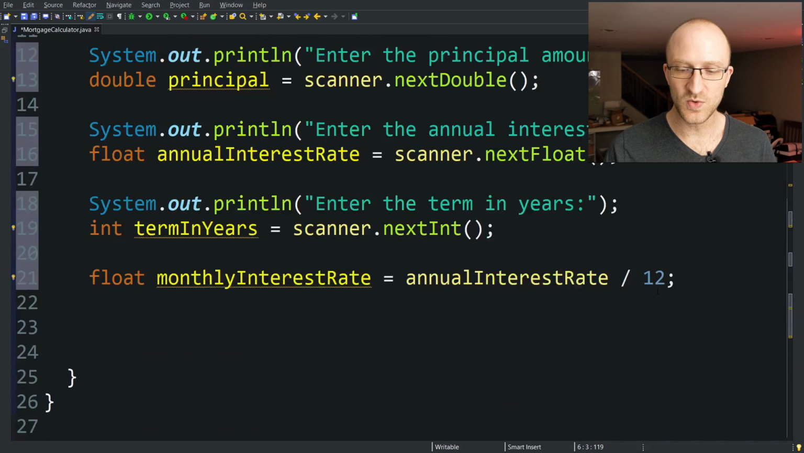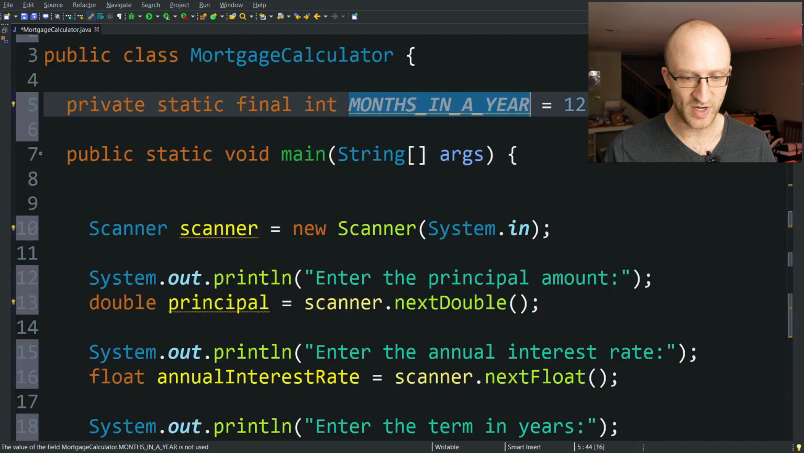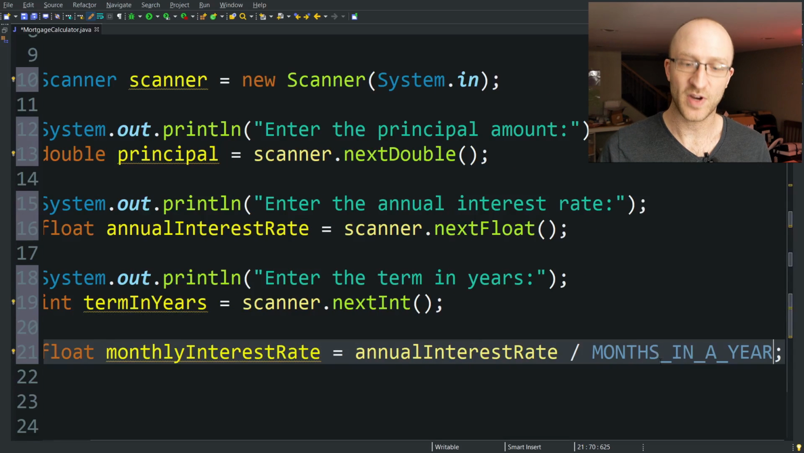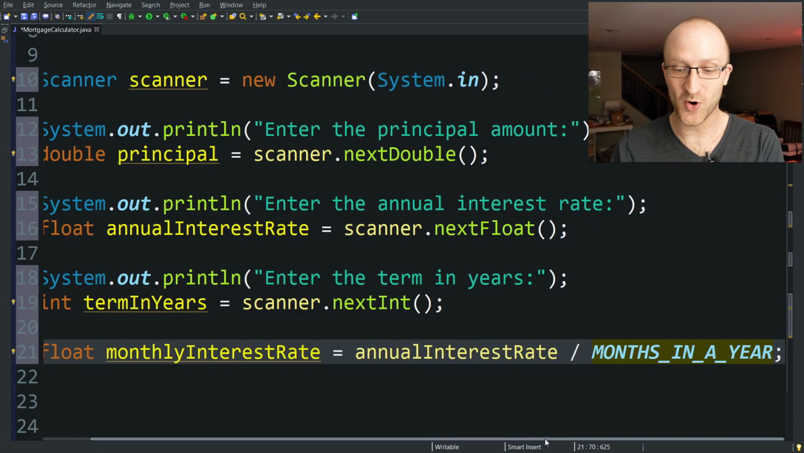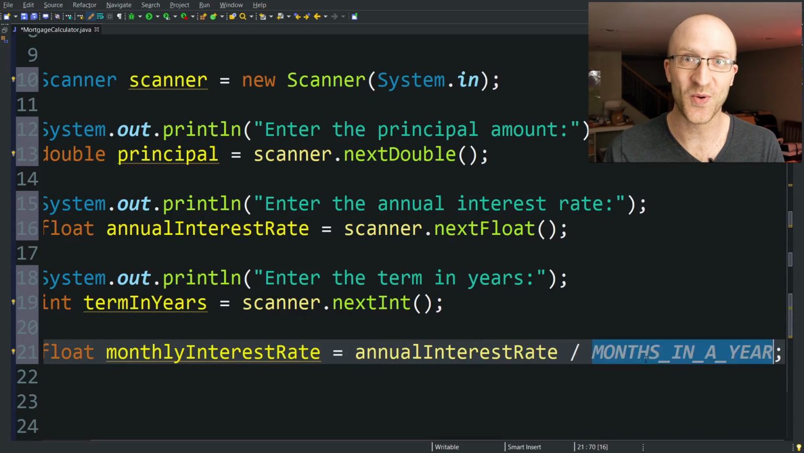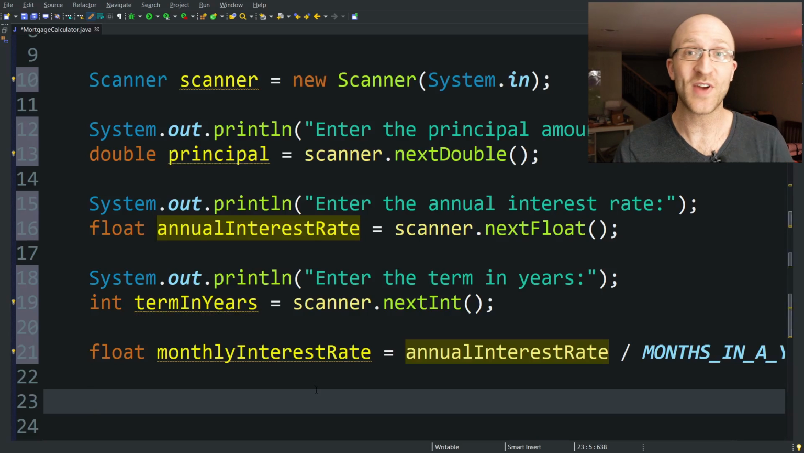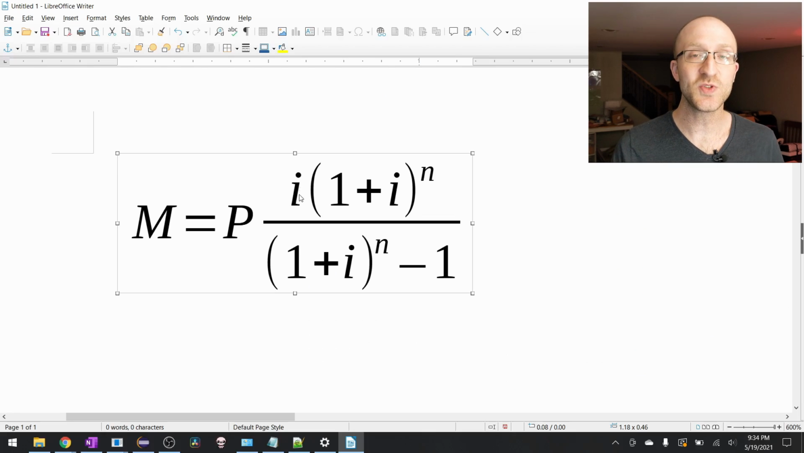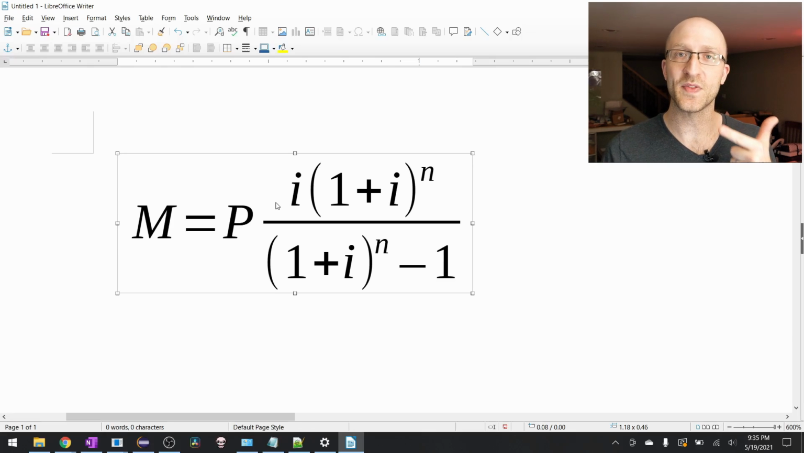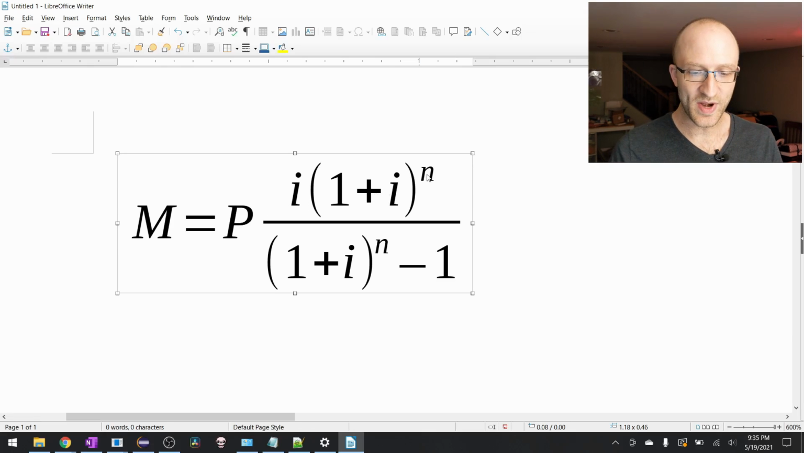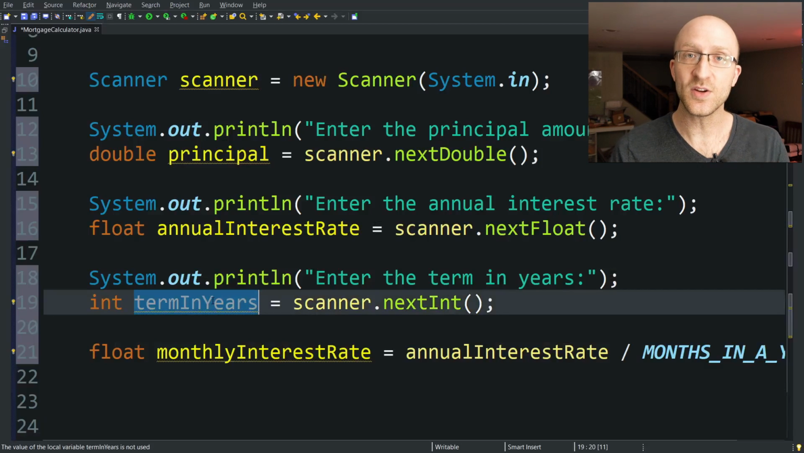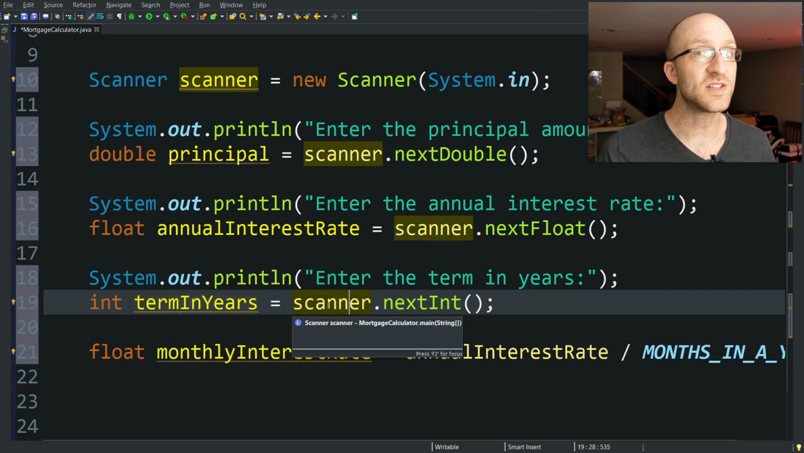So now instead of just using this magic number 12 here, we can use our months in a year variable. Now future you or some other programmer can look at this and know exactly what is going on. Anyway, easy enough. Now we've got our monthly interest rate, which we will use for our I to plug in our formula. So now we have P, the principal, I, the monthly interest rate. The only other term we don't have is N, the number of payments. And we do have the term in years from the user.